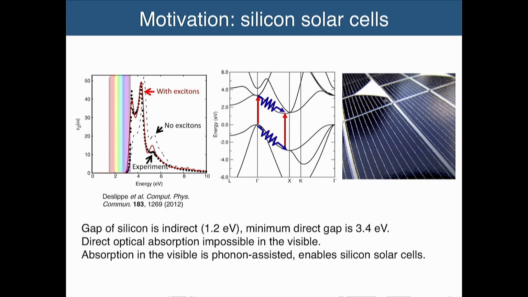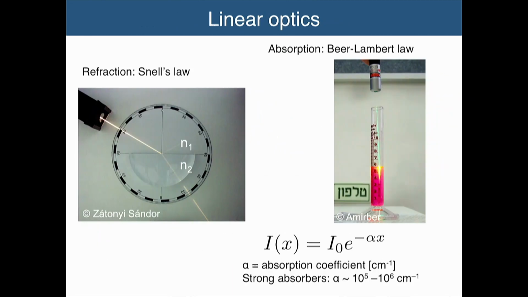To absorb across the indirect gap, you also need the assistance of phonons. You need some extra mechanism to provide momentum and conserve the overall energy and momentum in the process. And actually, this kind of mechanism is what enables silicon solar cells to work. Without phonons, silicon would be transparent like glass. So we want to understand this mechanism in materials in general.